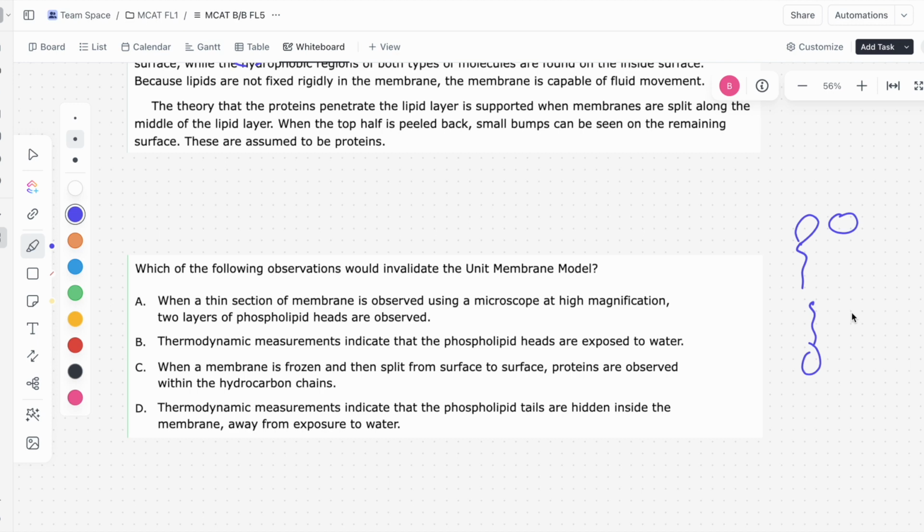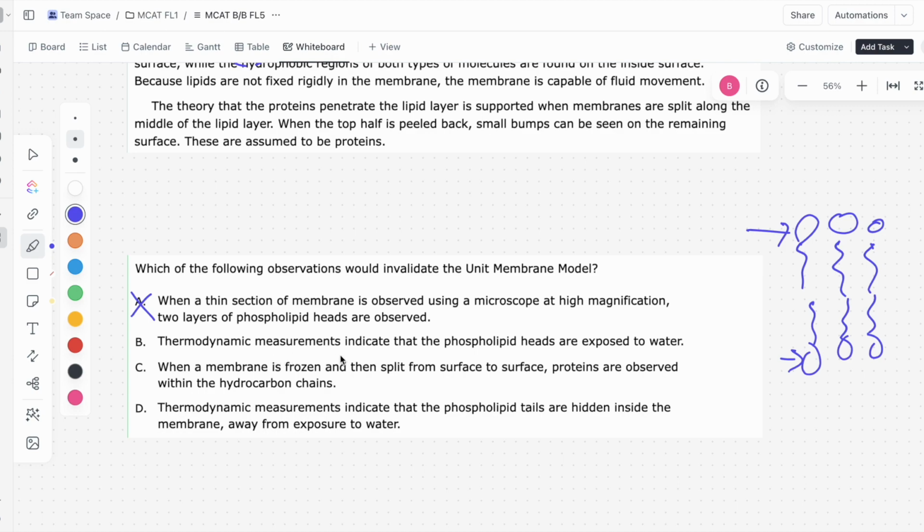the bilayers. So right now what I'm drawing are the phospholipids. The circles are the heads, and the squiggly lines are the tails of the phospholipids. Because the unit membrane model does suggest a bilayer of phospholipids, that means you would see 2 layers of phospholipid heads, so A would actually fall in line with the unit membrane model. In that case, it wouldn't invalidate the unit membrane model, meaning A has to be incorrect.